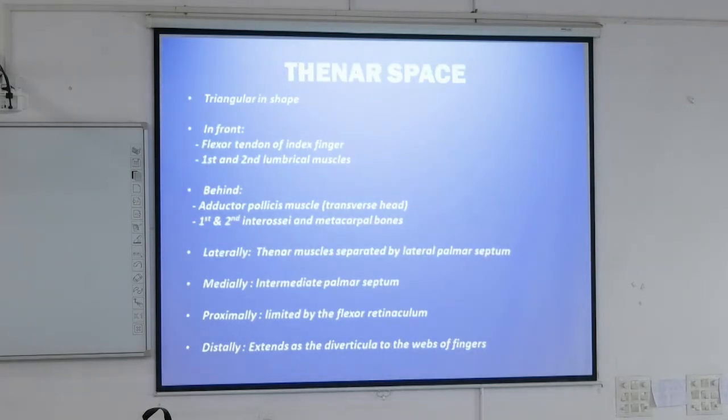Now thenar space, triangular in shape. In front, flexor tendons of index finger, first and second lumbrical muscle. Behind, adductor pollicis muscle, the transverse head, first and second interossei and metacarpal bone. Laterally thenar muscle separated by lateral palmar septum, medially intermediate palmar septum, proximally limited by flexor retinaculum, distally extends as diverticula to the webs of the finger.